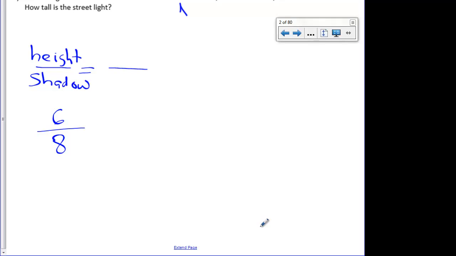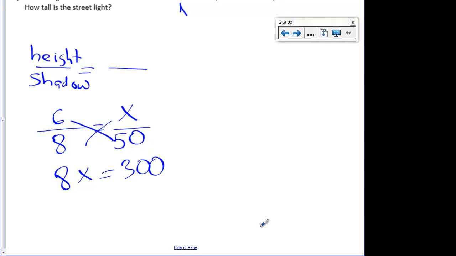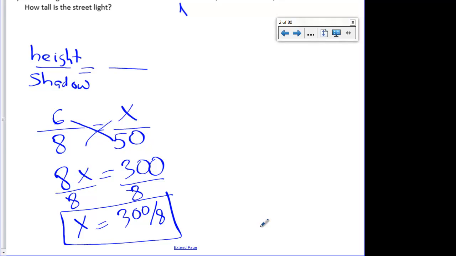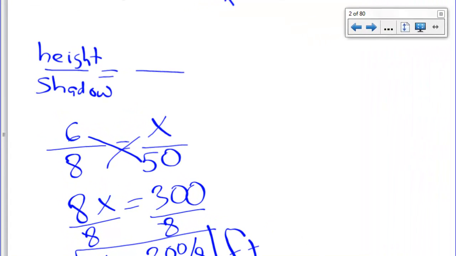His shadow is 8 feet. Well, what's the height of the street light? We don't know. But what's the length of the shadow? Well, that's on the ground. We can measure that. We determine that that's 50 feet. So now we can cross multiply, and we get 8x equals 300. Divide both sides by 8, and we get 300 over 8. You can put that in your calculator and find the decimal equivalent. And the units will be in feet, and that's the height of the street light.